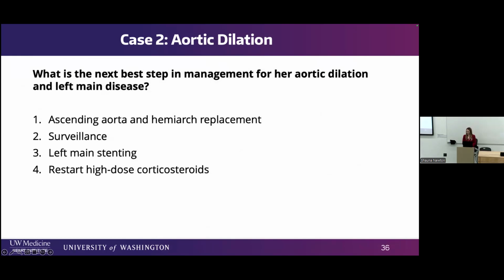And so I wanted to ask with our third poll, what is the next step in management for her aortic dilation and left main disease? I'm doing number 4 this time. So we'll go ahead and turn on that poll. Should we do ascending aorta and hemiarch replacement? Should we do surveillance, left main stenting? Should we just restart her high-dose corticosteroids? We have her in the cath lab. Might as well stent, right?